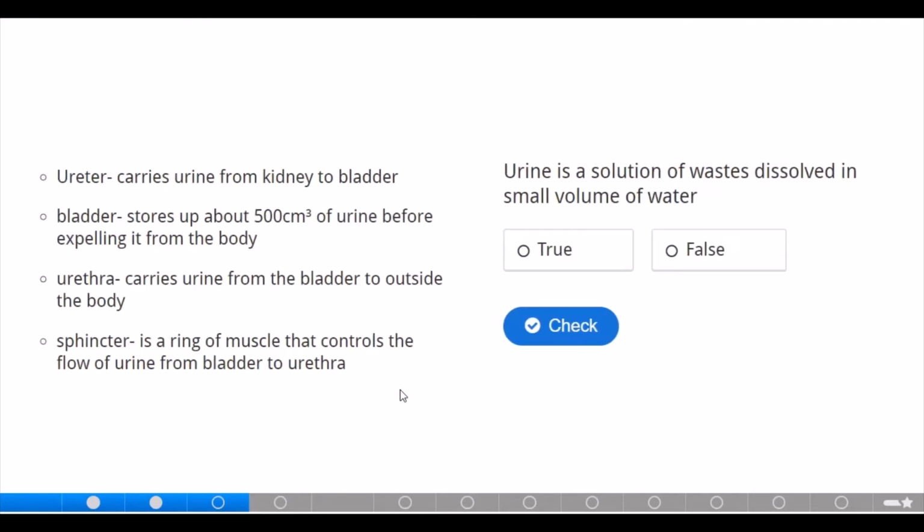Ureter carries urine from kidney to bladder. Bladder stores up about 500 centimeter cube of urine before expelling it from the body. Urethra carries urine from the bladder to outside the body. Sphincter is a ring of muscle that controls the flow of urine from bladder to urethra. Urine is a solution of waste dissolved in a small volume of water. True or false? True.